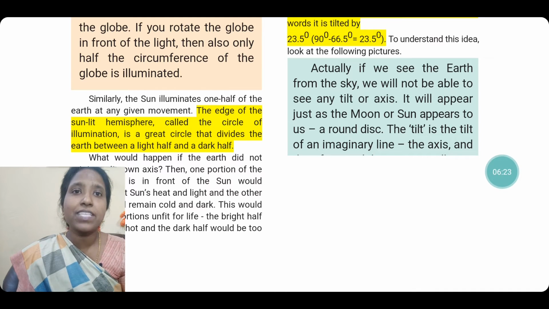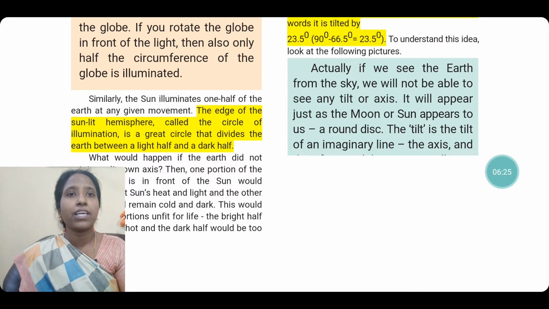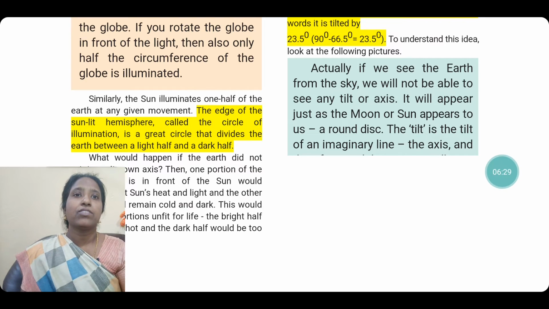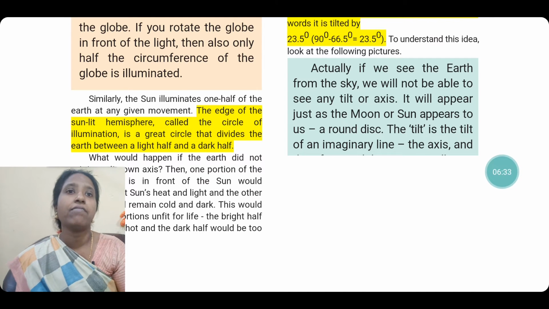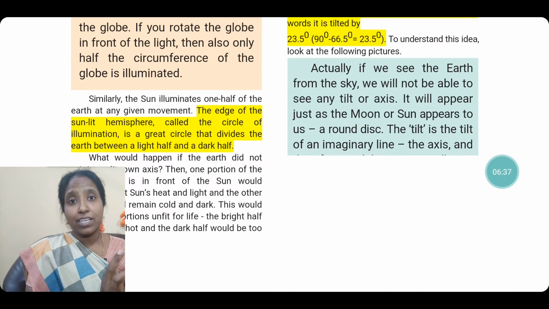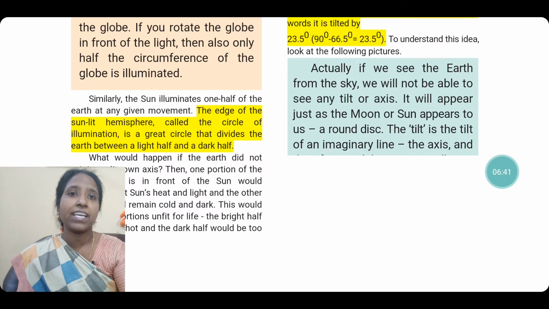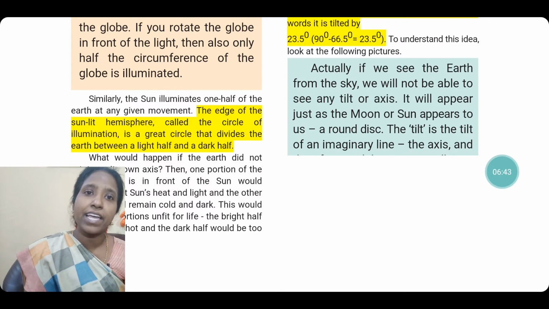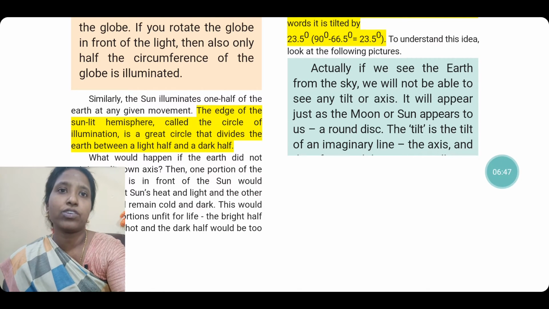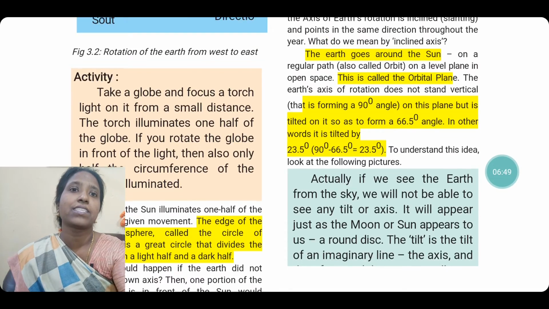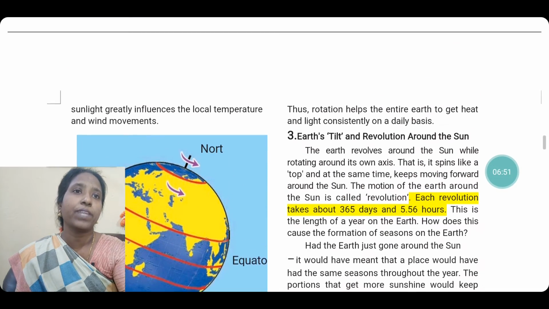Okay, the edge of the sunlit hemisphere is called the circle of illumination. There it is, the daytime. This is a great circle that divides the earth between a light half and a dark half. The side which faces the sun has the daytime. The other side has the nighttime. Whichever side is having the daytime is called the sunlit atmosphere, and that particular circle is called the circle of illumination.